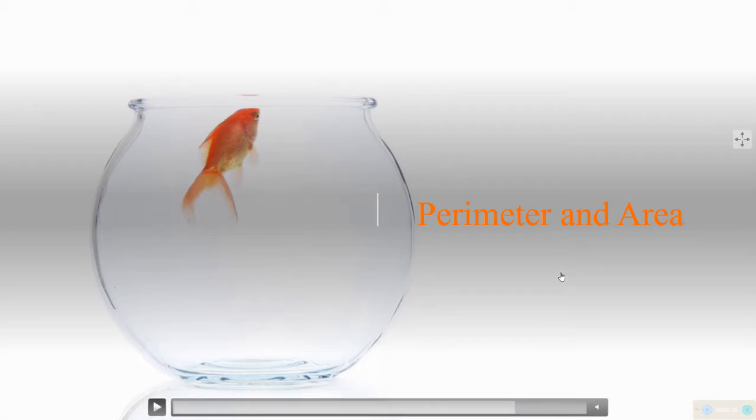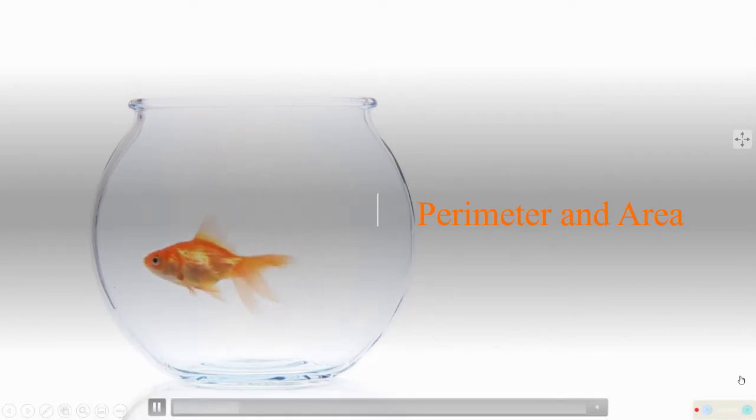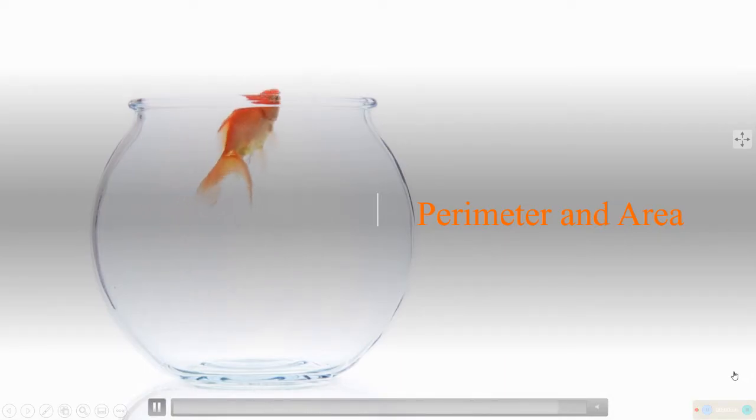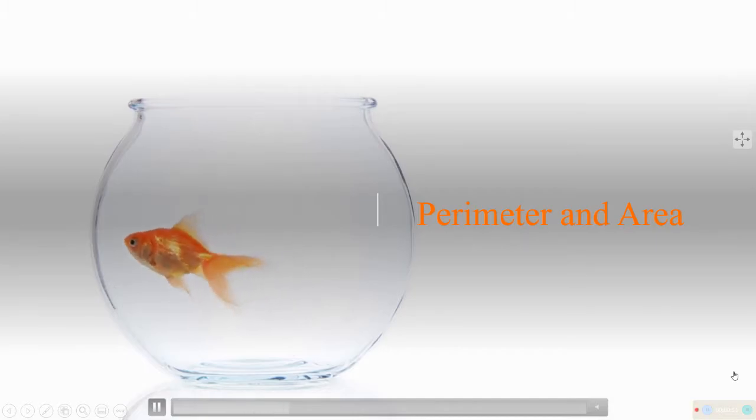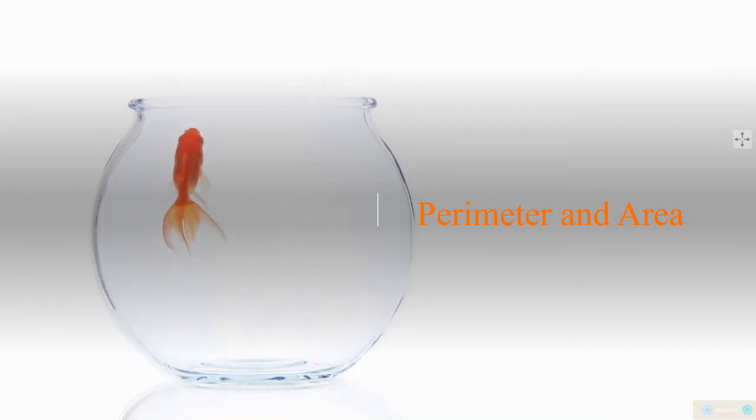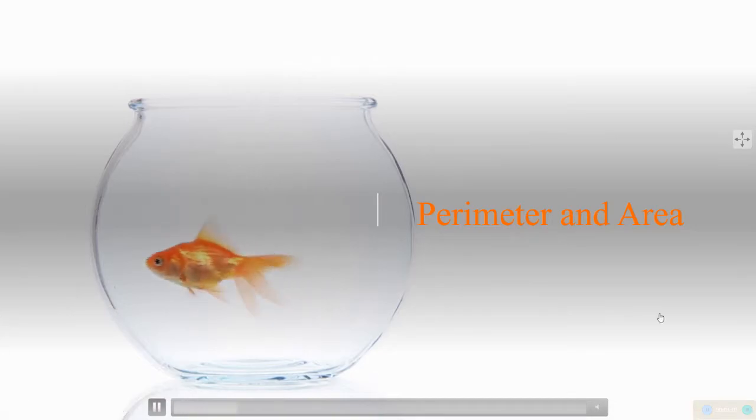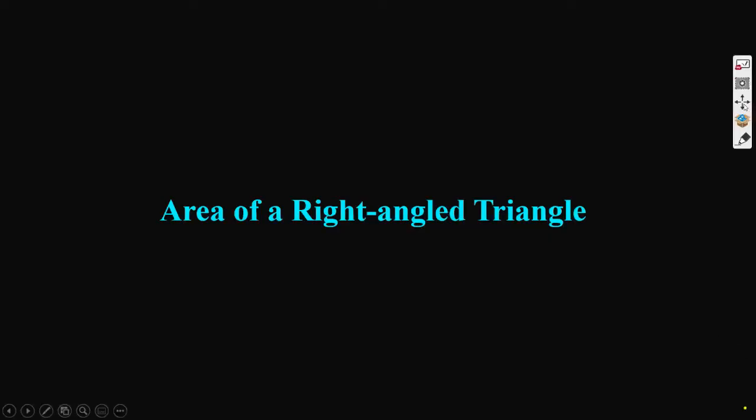Now we will move ahead with the same topic, perimeter and area, where you will get more idea about the concept of area with respect to the right angled triangle and other triangles, as well as a basic concept about surface area. That is what this video is about. So let me proceed. The topic is area of a right angled triangle.